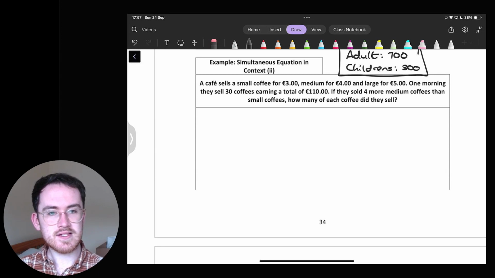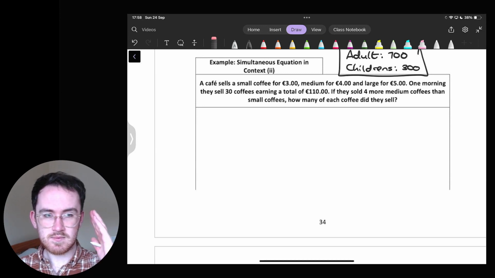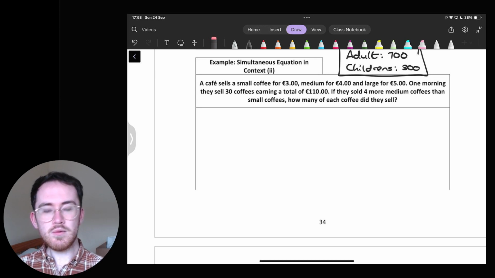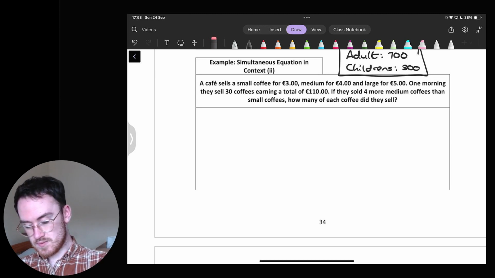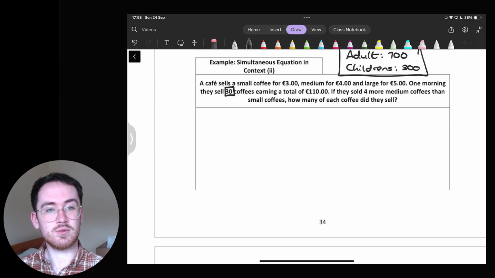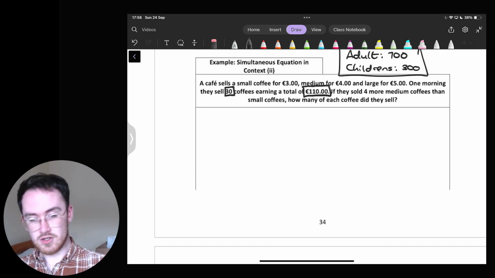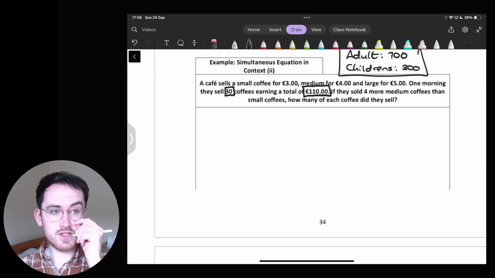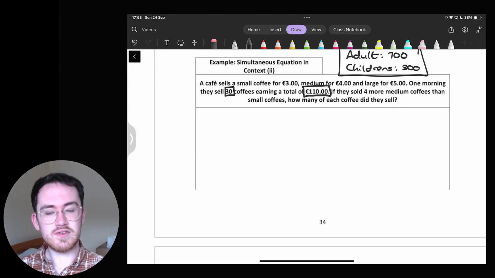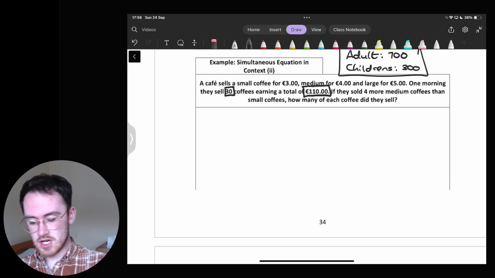A cafe sells a small coffee for €3, medium for €4, and large for €5. So this is immediately saying to me, right, 3 variables. I have 3 different things that they're pointing out to us. One morning they sell 30 coffees. So we've been given a total number of coffees. That's probably going to be an answer to one of our equations. Earning a total of €110. Again, a total. If they sold 4 more medium coffees than small coffees, how many of each coffee did they sell?